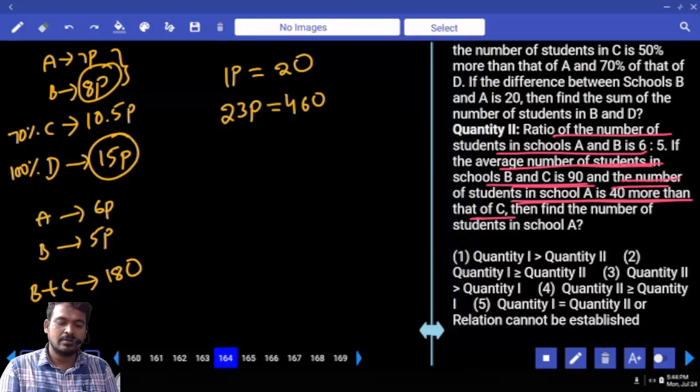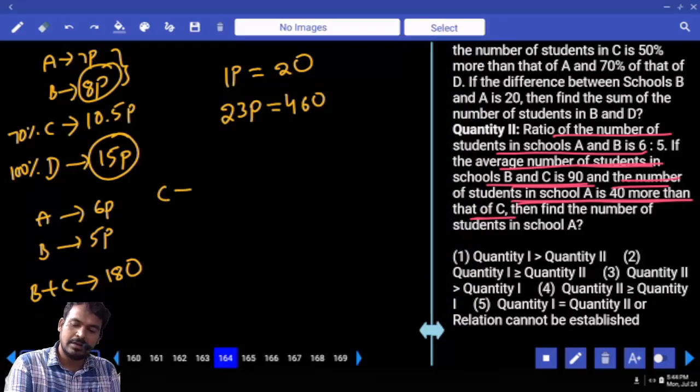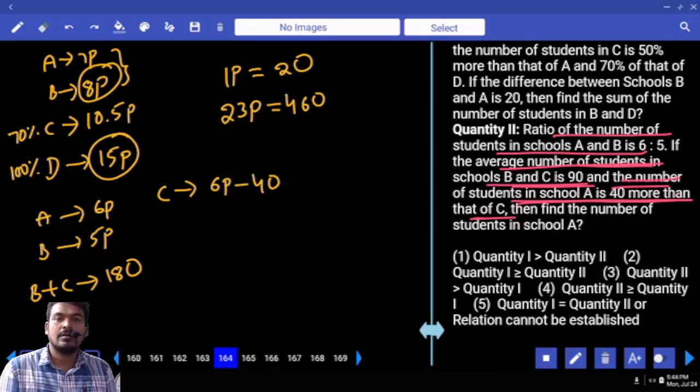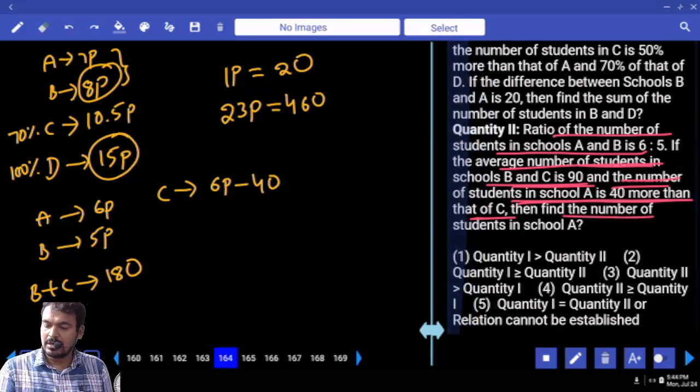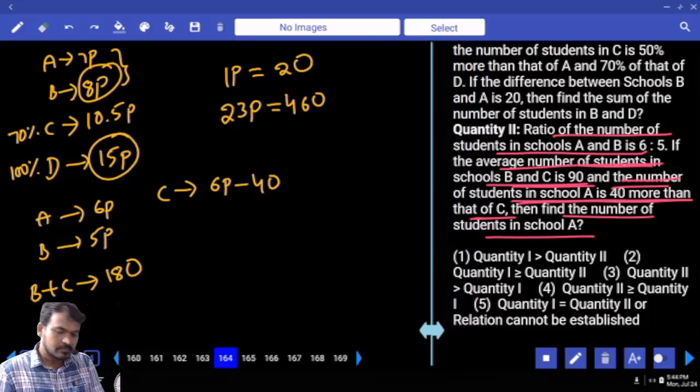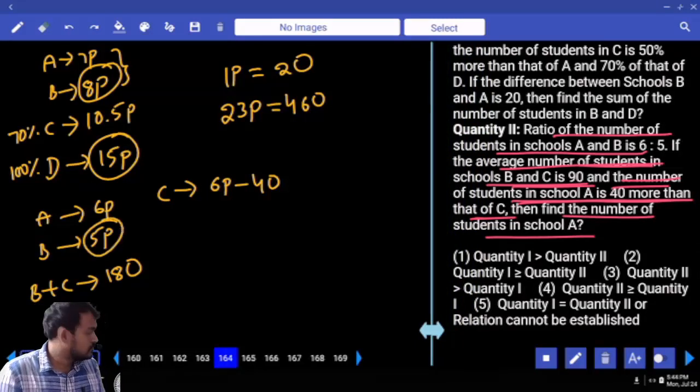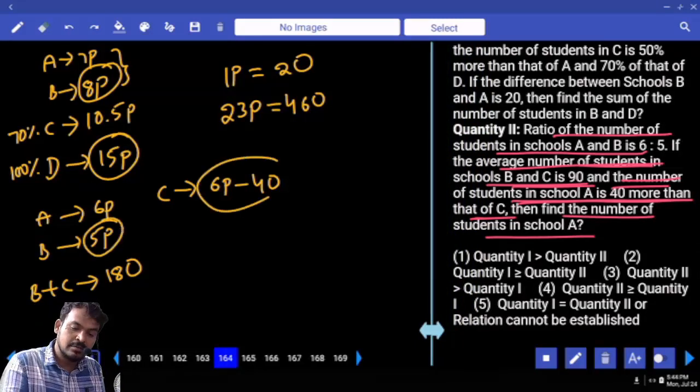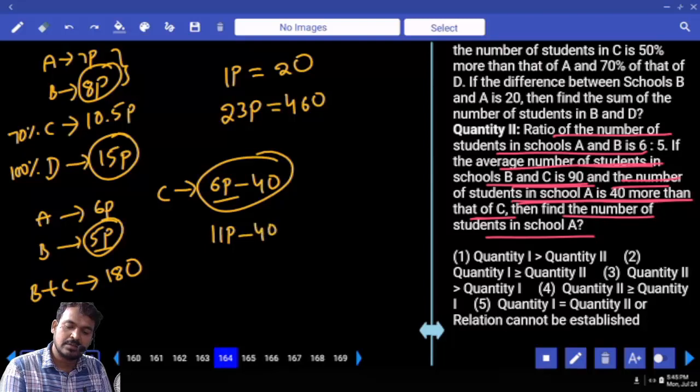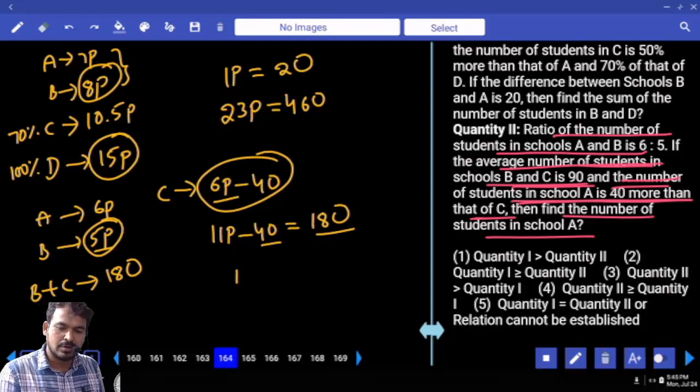The number of students in school A is 40 more than C. A value compared to C value is 40 more. Then C we write as 6 parts minus 40 or plus 40? Minus 40. And what is the question here? Number of students in school A. B is how many parts? 5 parts. C is 6 parts minus 40. 5 plus 6 is 11. 11 parts minus 40 is equal to how much? 180 here. 180 plus 40 is 220. 11 parts are 220. Every one part is 20 here.